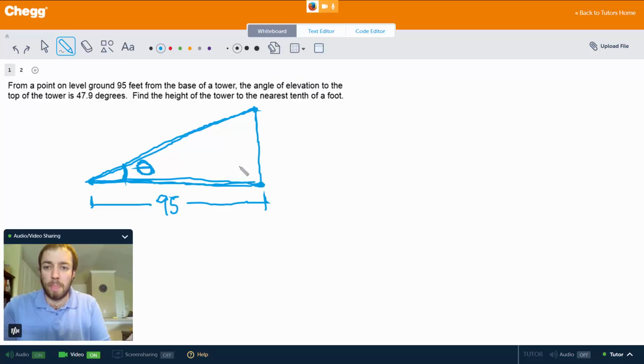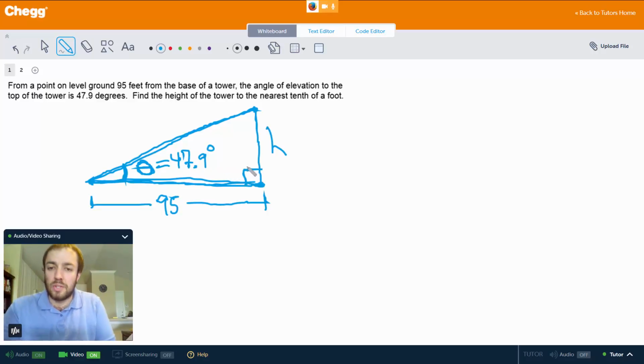Because this is level ground and this is a tower, we can safely assume that this is a right angle. Then what we want to do is find the height of the tower to the nearest tenth of a foot. In other words, we want to find this height right here, so let's call it h. We are also given that theta, the angle of elevation, is 47.9 degrees.